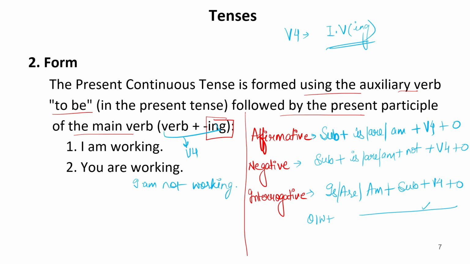If it is, you are working, you are not working. Then comes interrogative: am I working? Or if I add a question word to it: how am I working? Where am I working? So all these are types of sentences that can be formed using this type of tense.